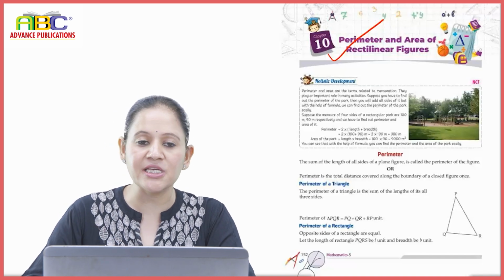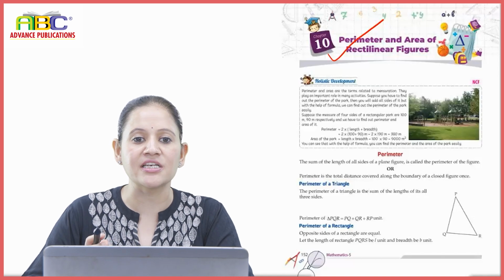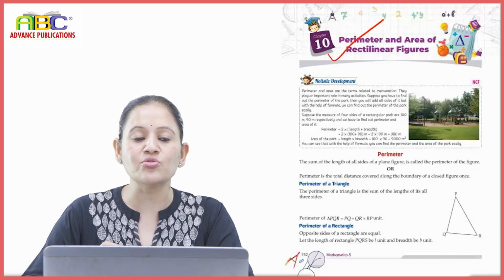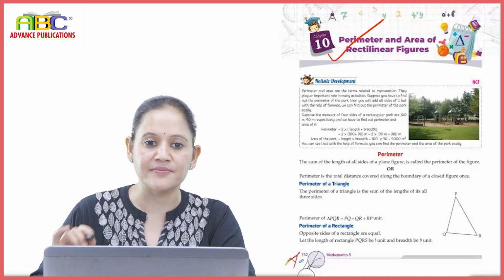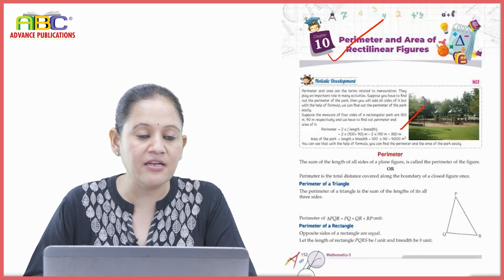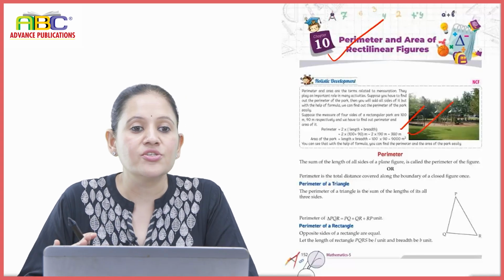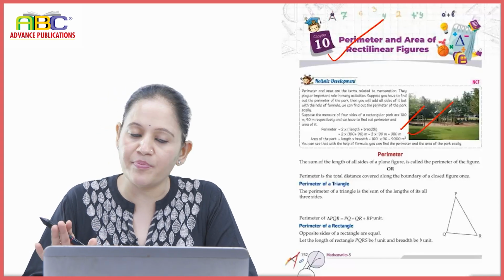अगर मैं formula पता है तो हम easily perimeter calculate कर सकते हैं. Suppose the measures of the sides of the rectangular park are 100 meter and 90 meter respectively, and we have to find the perimeter. Perimeter of a rectangle होता है 2 into length plus breadth. So we'll put the respective values and find the perimeter. So the perimeter of the park is 380 meter. If we have to find the area, length into breadth, 100 into 90, 9,000 meter square. So you can see with the help of the formula you can find the perimeter and area of the park easily.